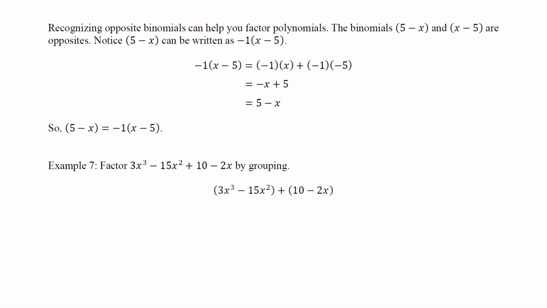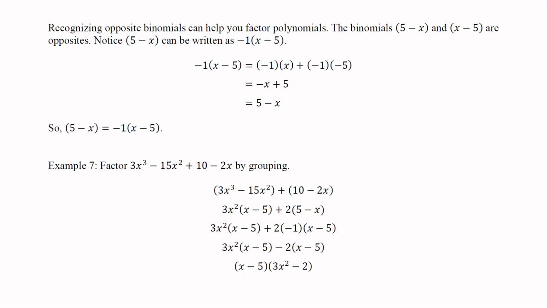First, we're going to group the first 2 terms and the second 2 terms. We're going to factor out a 3x squared in the first 2 terms. We're going to factor out a 2 in the second 2 terms. Now that leaves us with an x minus 5 in the first term and a 5 minus x in the second term. Let's factor a negative 1 out of that second term so that we can change the order of that binomial. That's going to give us 3x squared times the quantity x minus 5 minus 2 times the quantity x minus 5, and we can factor our x minus 5 out to leave us with x minus 5 times 3x squared minus 2.